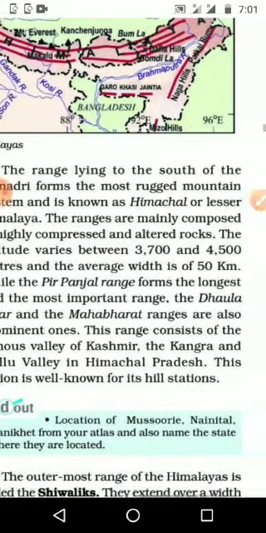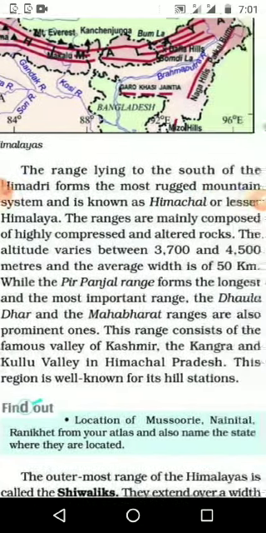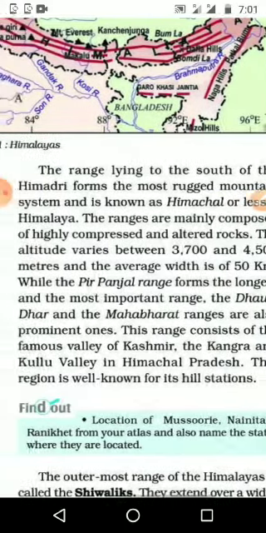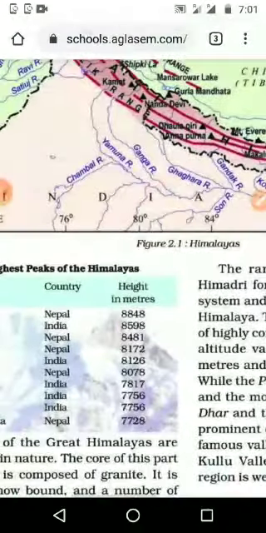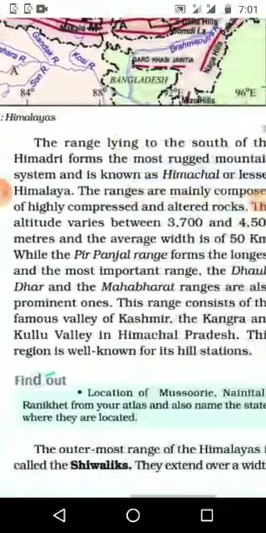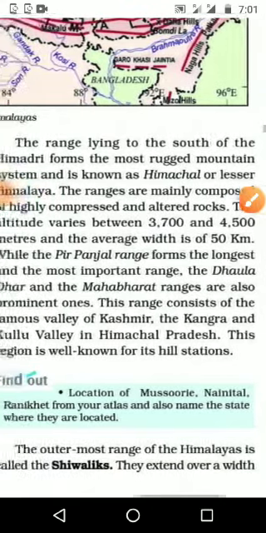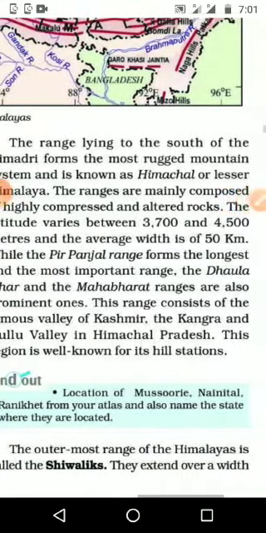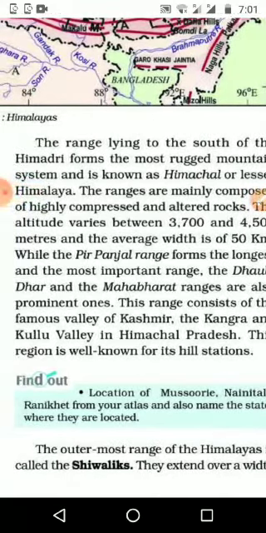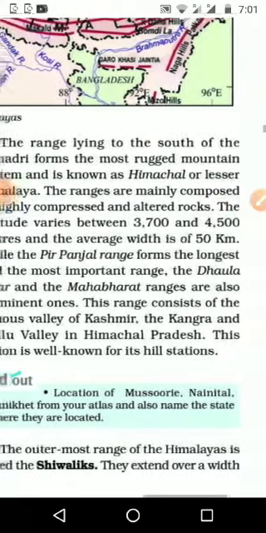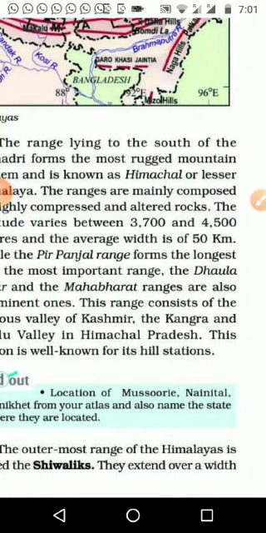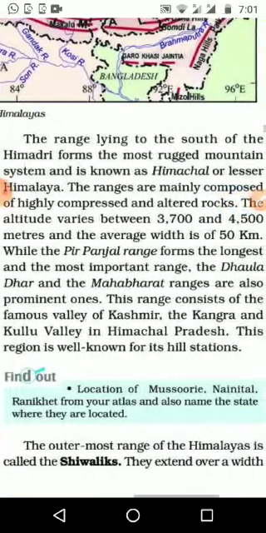The Pir Panjal range forms the longest and the most important range, and we can see that it is also not continuous, with discontinuous mountains. The first one is the Pir Panjal range, the longest and most important one, and the Dhauladhar and Mahabharat ranges are also prominent. So in that we have three major ranges: Pir Panjal, then Dhauladhar and Mahabharat.